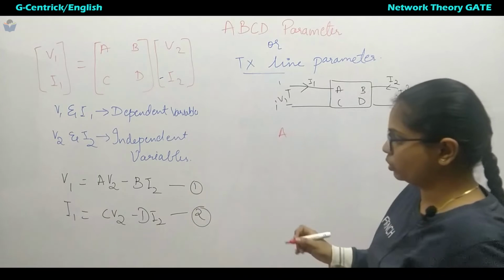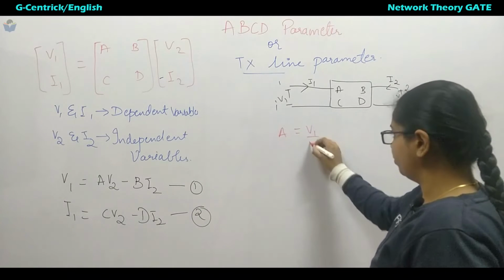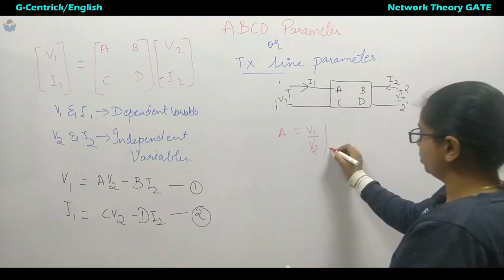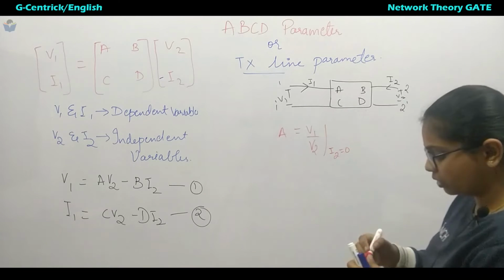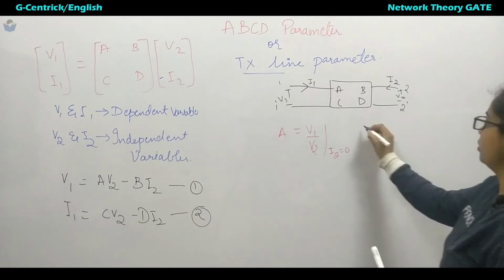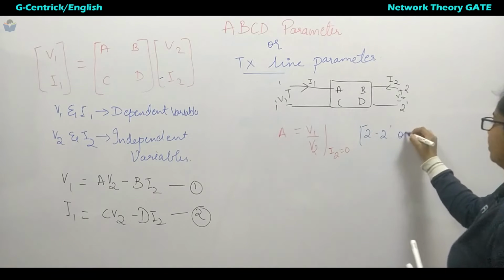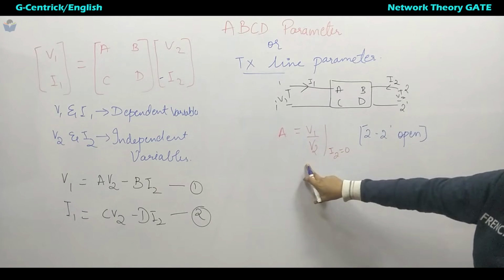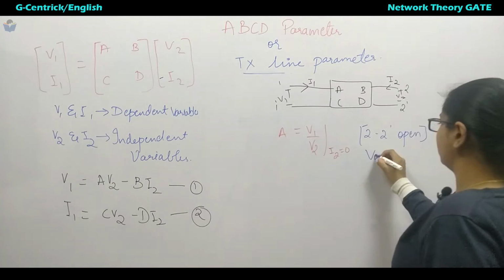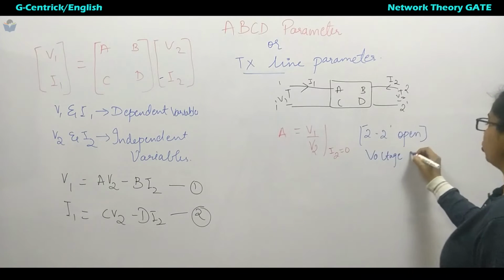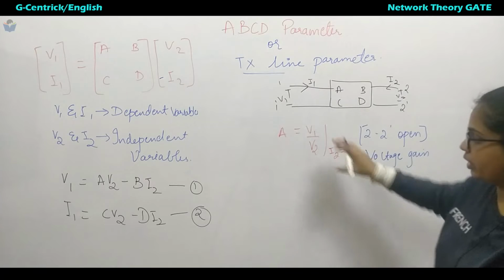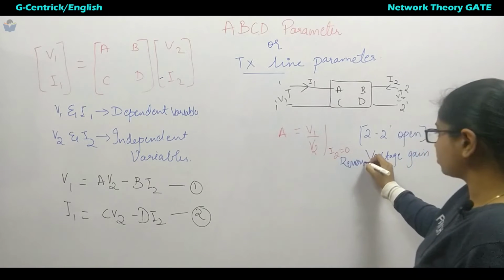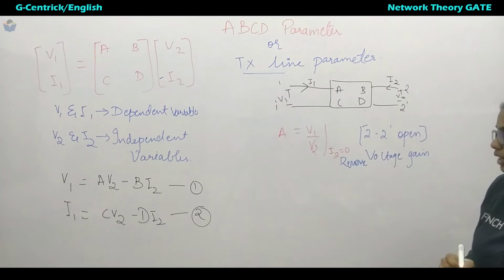A is equal to V1 upon V2, when I2 equal to 0. When will I2 be equal to 0? When we make the terminal 2, 2 dash open. Now see here, V1 upon V2 is nothing but voltage gain. What type of voltage gain is it? It should actually be output upon input, but since we are getting input upon output, we take it as reverse. So that will be reverse voltage gain.